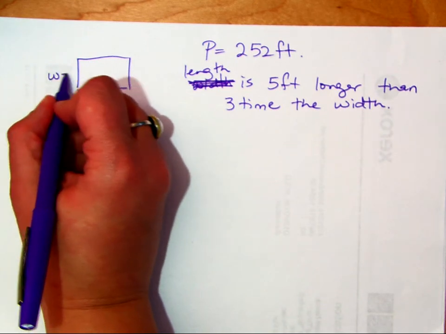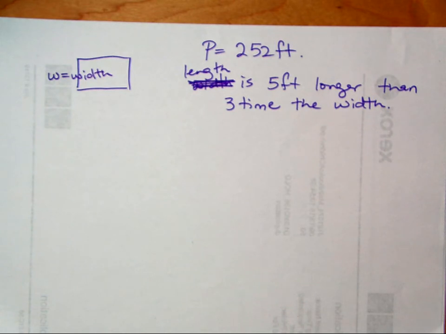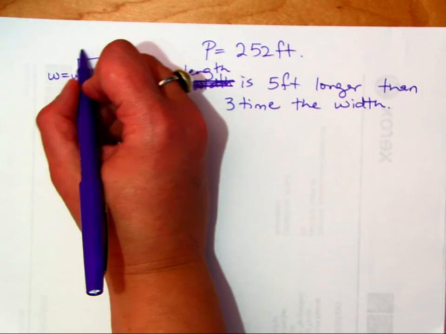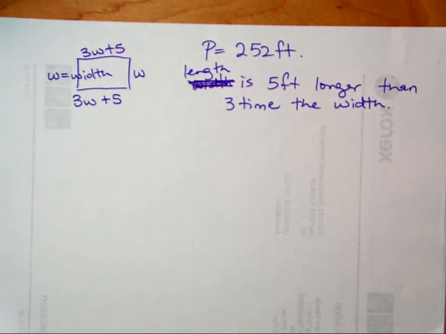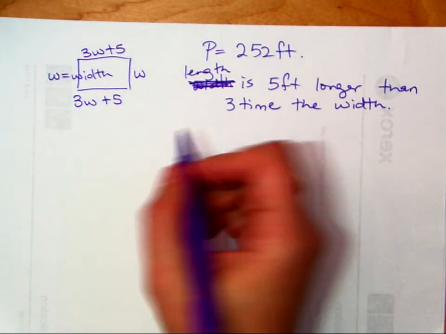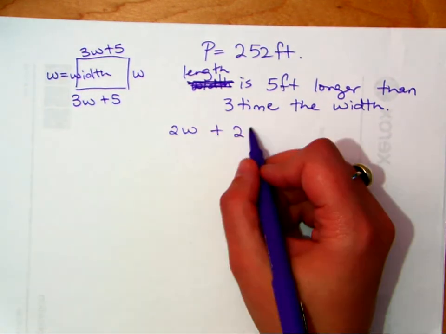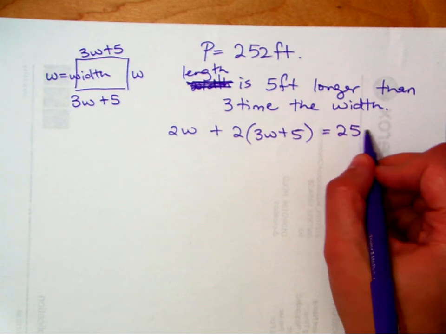So if we start with W is the width, who can tell me the expression for the length? What would be the expression for the length based on this information? Well, it's 3 times the width and it's 5 longer. So you could also label every single side. If you want to write an equation for the perimeter, what do we do to find the perimeter? We add up all the sides. Good. So we would have, or you could use the formula, 2W plus 2 lengths. Well, the length is 3W plus 5 equals the total perimeter 252.